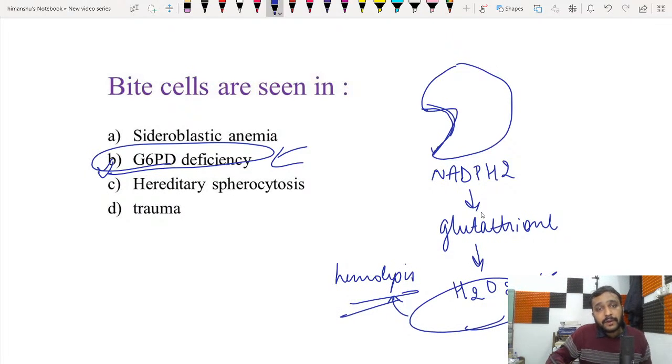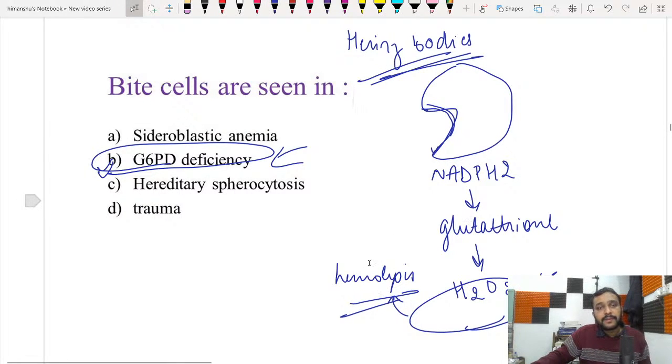We also see Heinz bodies in G6PD deficiency. Heinz bodies are seen in G6PD deficiency.